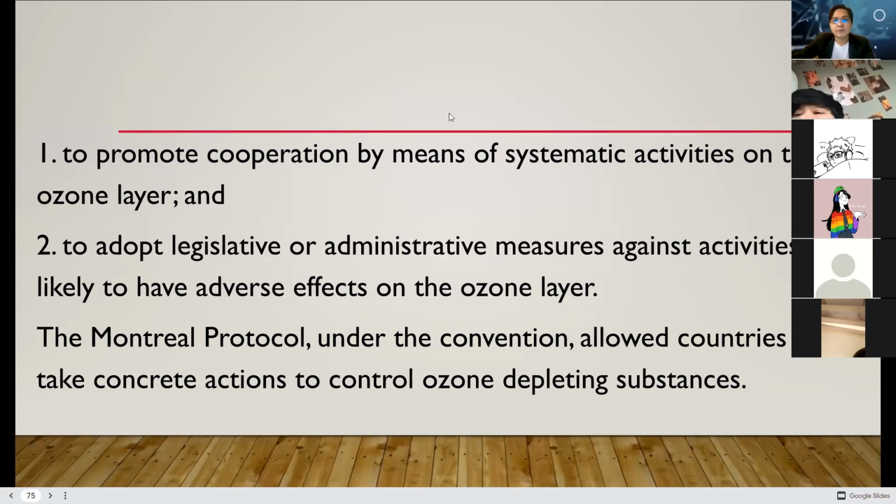Take note, remember that your ozone layer is the one that protects you from ultraviolet rays. Without the ozone layer, we cannot have protection against ultraviolet or UV rays from the sun. The second one is to adopt legislative and administrative measures against activities having adverse effects on the ozone layer. The Montreal Protocol under the convention allowed countries to take concrete actions to control ozone-depleting substances.